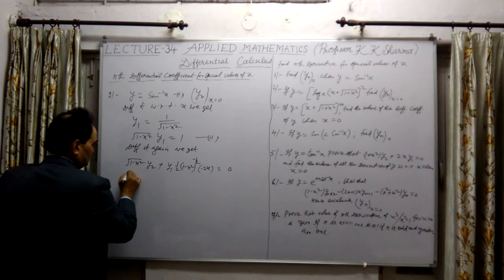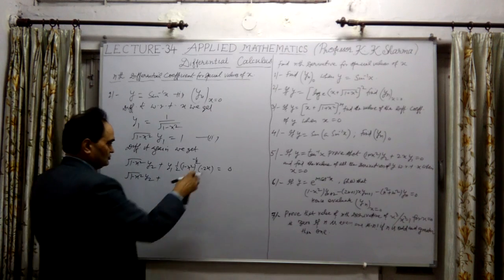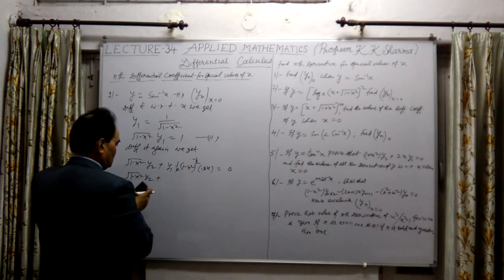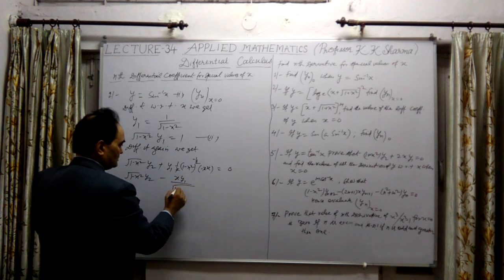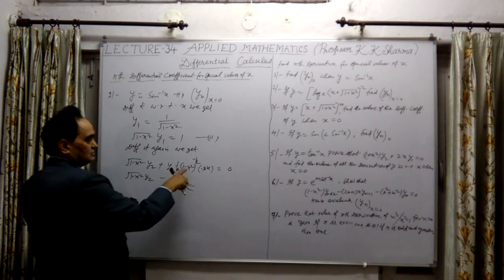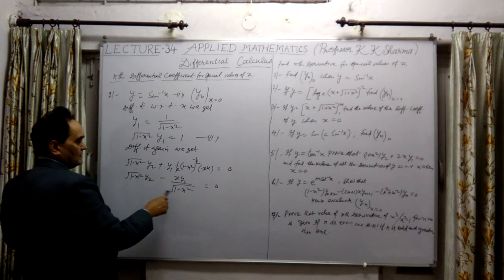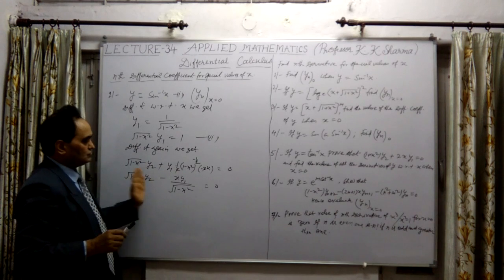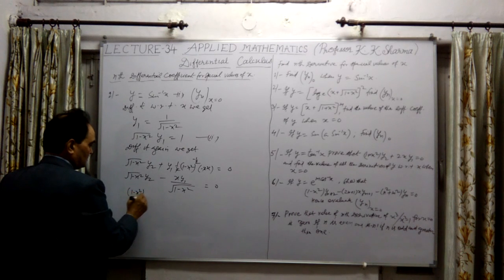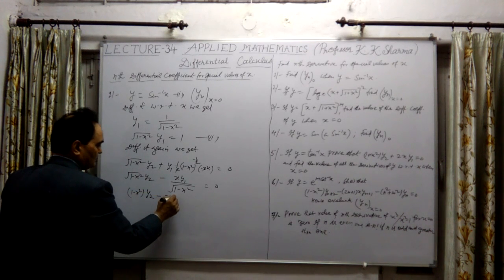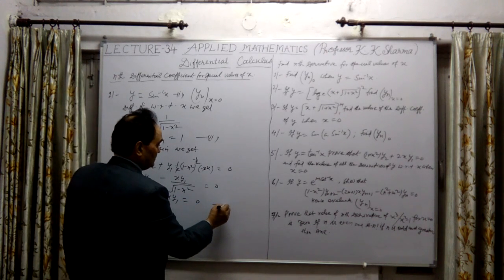Now let me further solve it. This is under root 1 minus x square into y2, and the minus twice and the 2 cancel out, so it is minus x into y1 over under root 1 minus x square, equal to 0. Now multiplying by under root 1 minus x square on the left hand side and right hand side, we get 1 minus x square into y2 minus x y1 equal to 0. This is now the second derivative equation, the third equation.